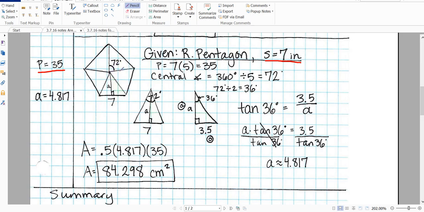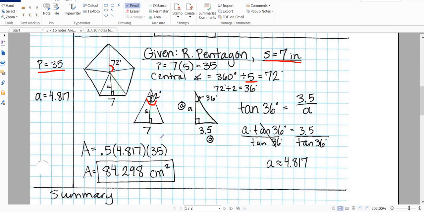Again, all the way around, all the central angles will be 360 degrees. So we take that, divide it by the number of angles, which happens to also be the number of sides, 5, and we get 72 degrees. So that is our central angle. That's also the same value in this triangle that I pulled out. So that's the same triangle. Base of 7, altitude is going to be our apothem.